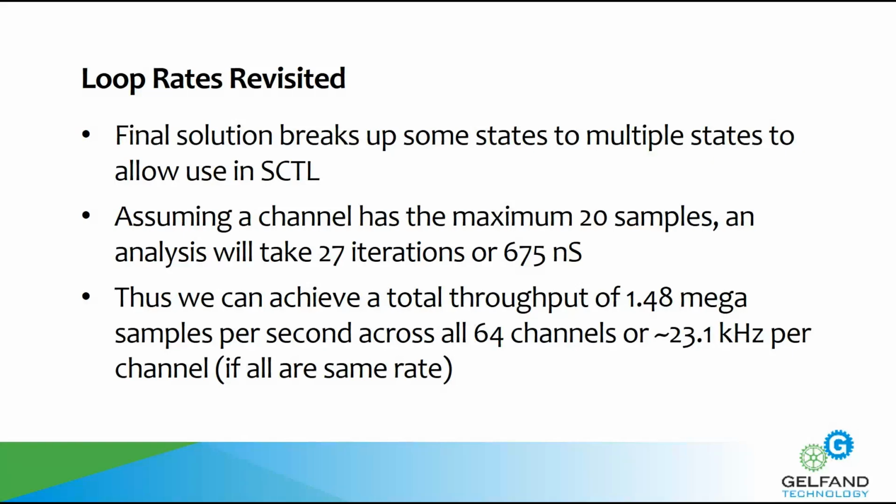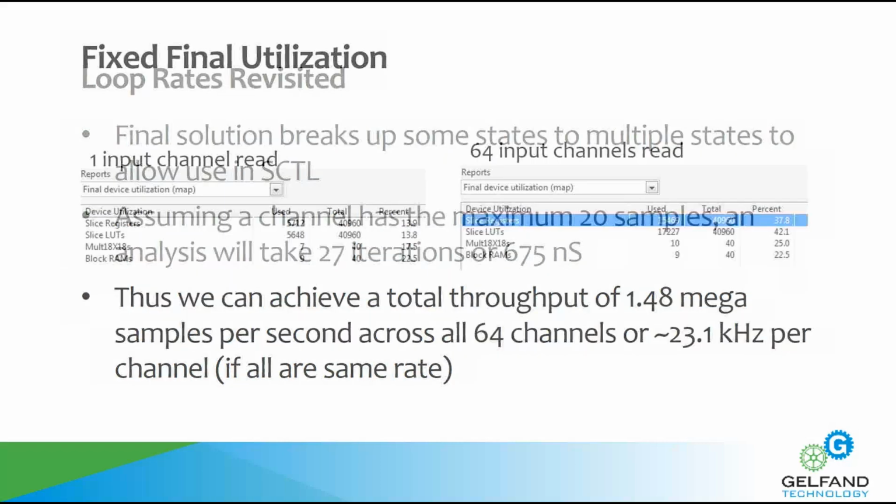So if I have a 64 channel unit, I know I can handle on average 1.4 mega samples per second across all 64 channels, which is 23 kilohertz per channel, if all of them are the same rate. But if I have a couple of low-speed ones and a couple of high-speed ones, I can have a couple of these going at 5, even 10 megahertz, and a couple of these down in the kilohertz range. So now I've been able to revisit this, go to a 64-channel solution, and solve my problem that I hadn't been able to solve for the project initially.